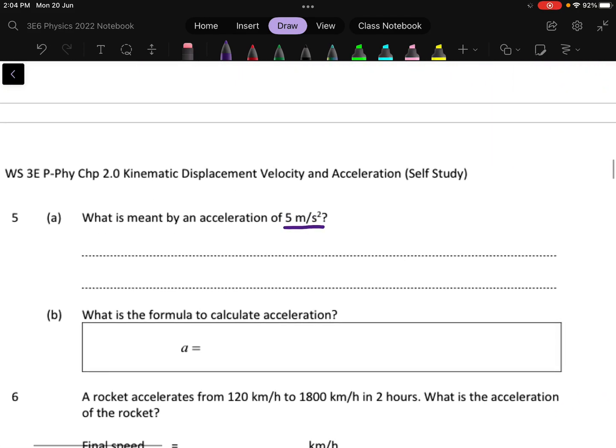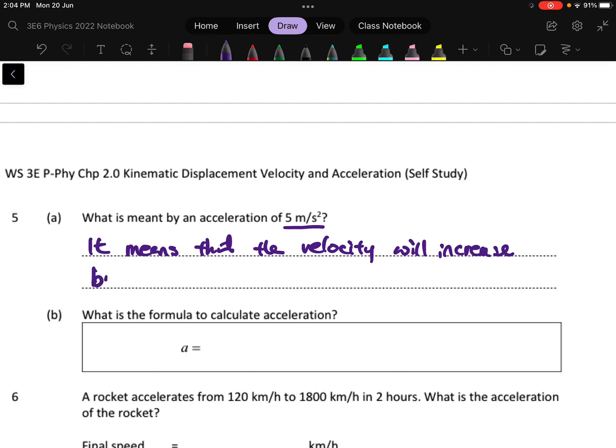So let's get back to this. What is meant by acceleration of 5 meter per second square? Well, it means that the velocity will increase by 5 meter per second every 1 second. Now take note of a few things. Number one is I didn't use the word speed here. Why can't I use the word speed here?